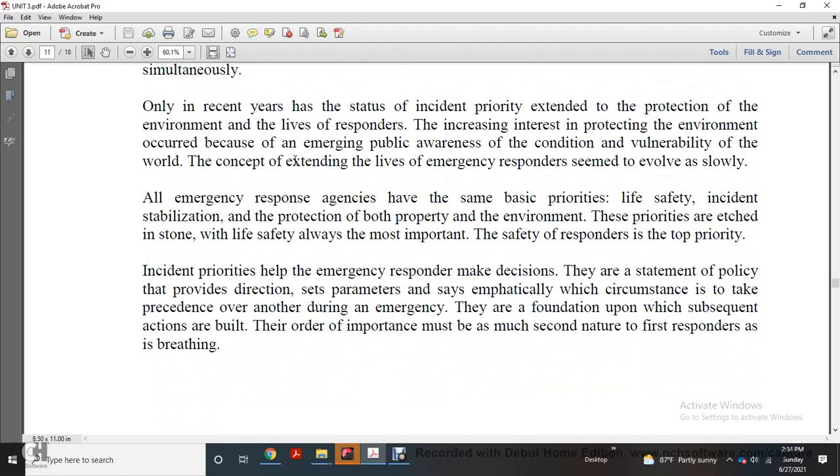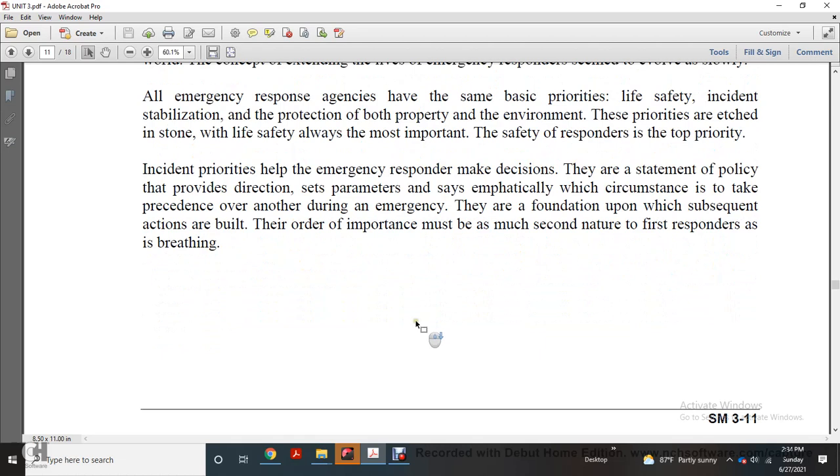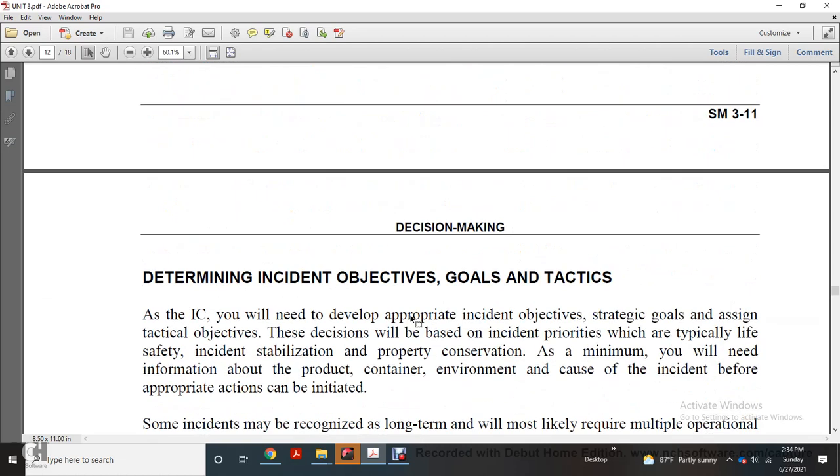All emergency response agencies have the same basic priorities: life safety, incident stabilization, and protection of both property and the environment. The priorities are etched in stone. Life safety is always the most important. Safety of the responder is the chief top priority. Incident priorities for the emergency responder make the decision, a statement of policy that provides the direction and parameters for the circumstance, the foundation upon which subsequent actions are built. The order of importance must be second nature to the first responder. Now determine the incident objectives, goals, and tactics.